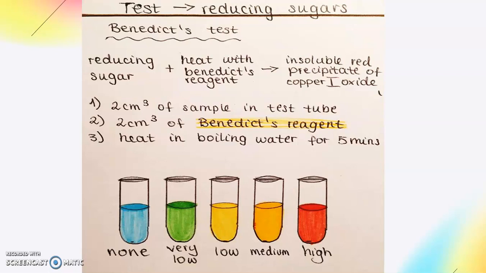Now what's the procedure? First of all, you add 2 cm³ of sample in a test tube. Remember that the sample must be in liquid state. If you are going to apply this on some fruit, you should extract its juice and then apply it. You should also write about the quantity: you take equal amounts of sample and Benedict's reagent, so we also add 2 cm³ of Benedict's reagent, and then we heat it in boiling water for about 5 minutes.